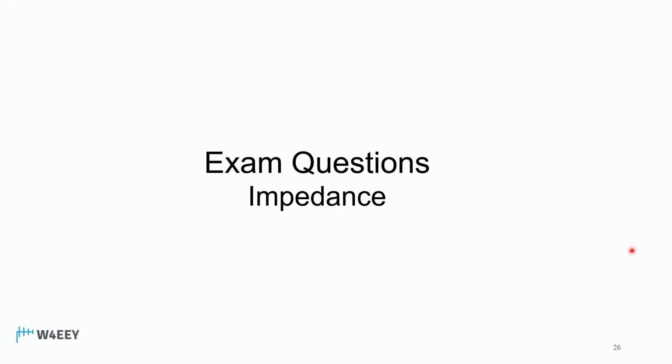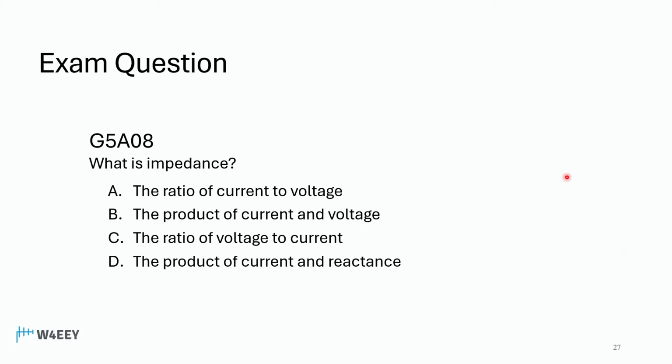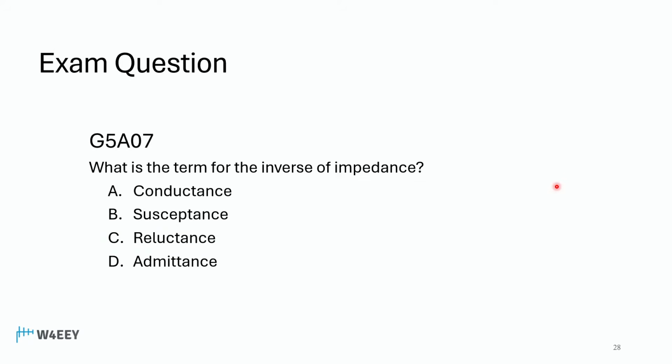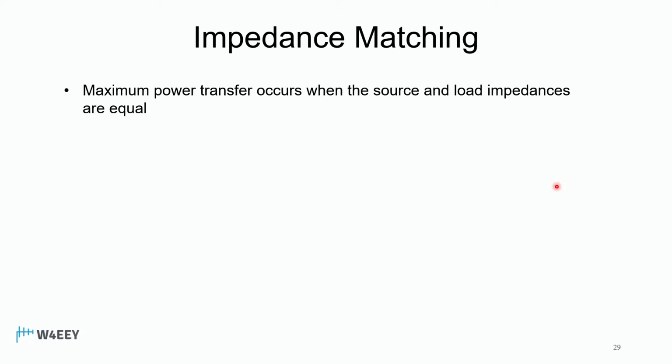Exam questions on impedance. All right, what is impedance? Alpha. Well, is it the product or is it the ratio? C. It is C, the ratio of voltage to current, or E over I. Yeah. You were close, but no cigar. What is the term for the inverse of impedance? Delta. Yeah, delta impedance. Very good, very good.